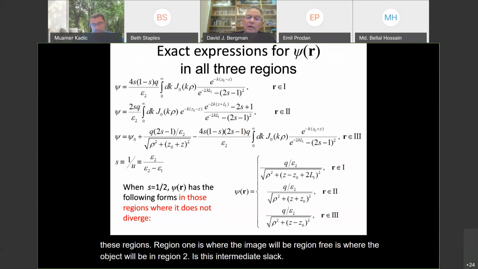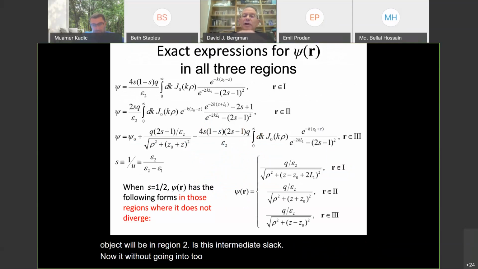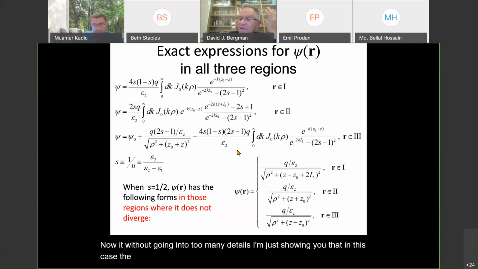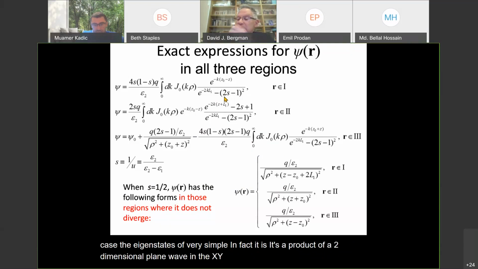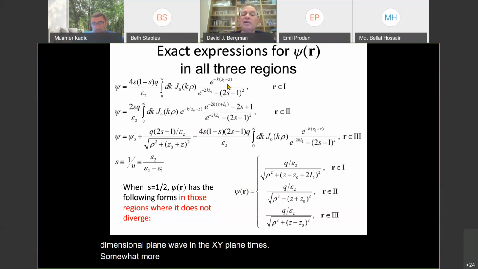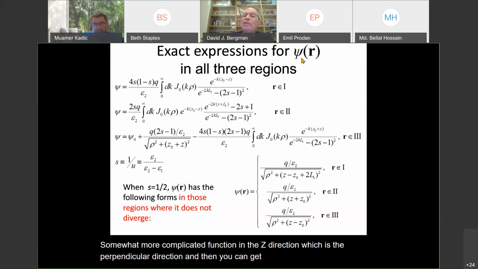Now, without going into too many details, I'm just showing you that in this case, the eigenstates are very simple. In fact, it's a product of a two-dimensional plane wave in the xy plane times a somewhat more complicated function in the z direction, which is the perpendicular direction, and then you get exact expressions for the local electric potential in all three regions.